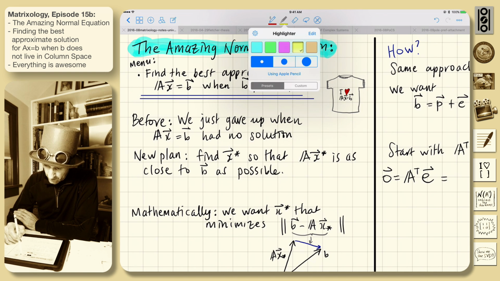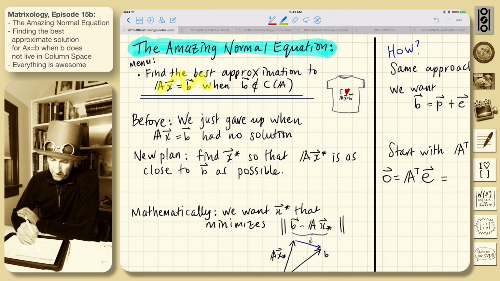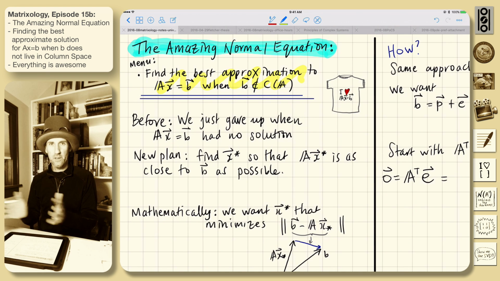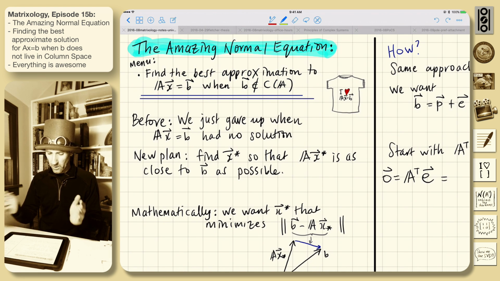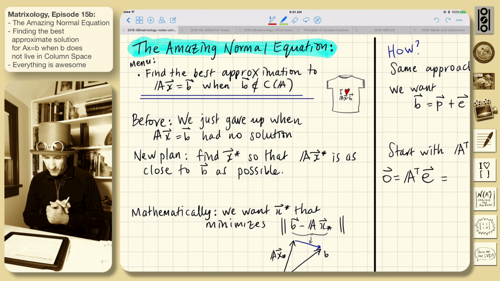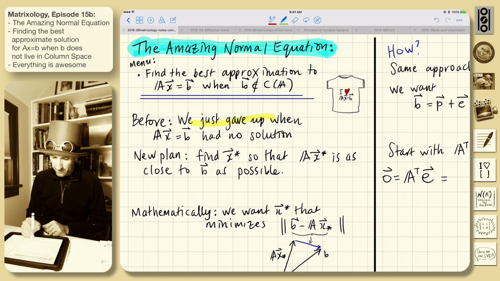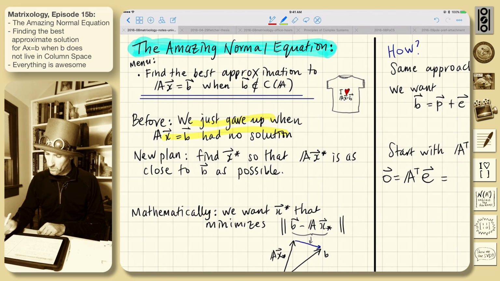So this is the game. We're trying to find the best approximation to Ax equals b when b is not in the column space. So this builds from this projection piece we just did. Before, we just gave up, right? We just gave up when there was no solution.